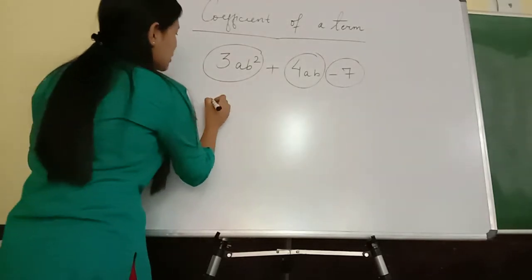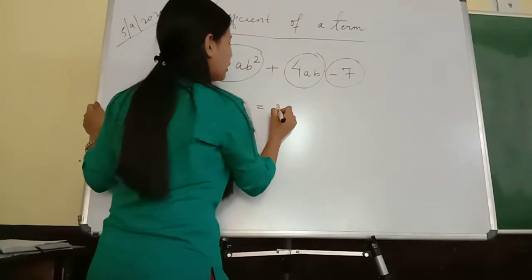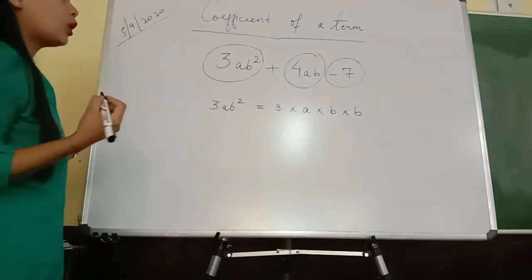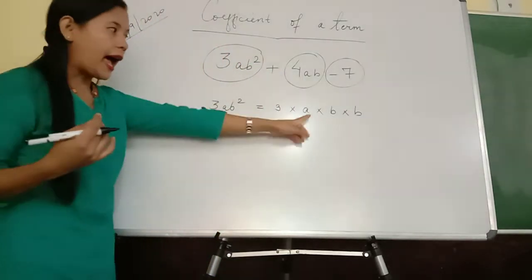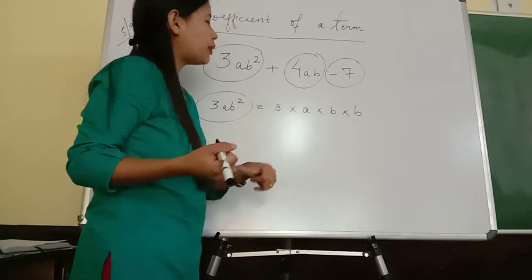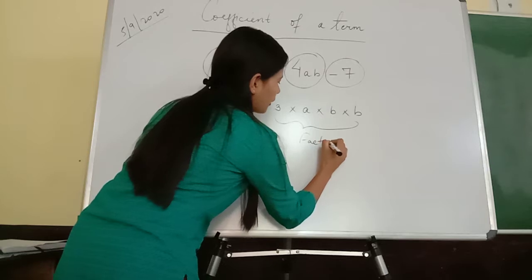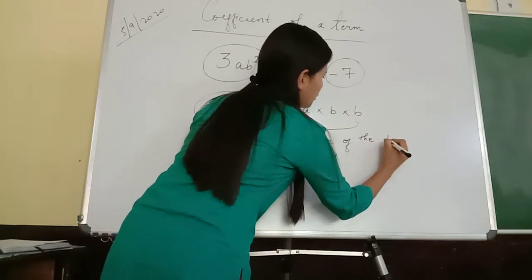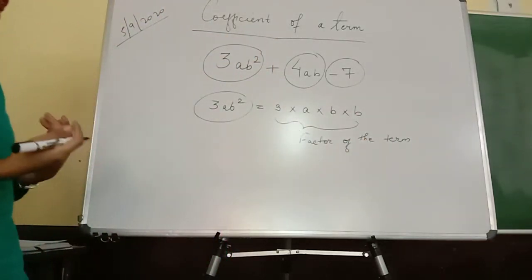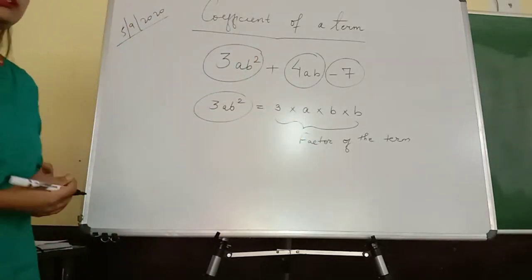In a term, if you look at the term 3ab squared, to get this term we multiply 3, a, b and b. So we multiply a number and variables to get the term. All these numbers and these variables are called the factors of the term. After learning the definition of factor, we will learn what is a coefficient.